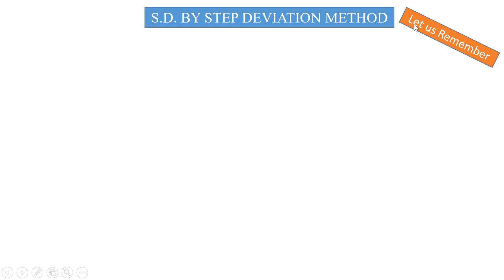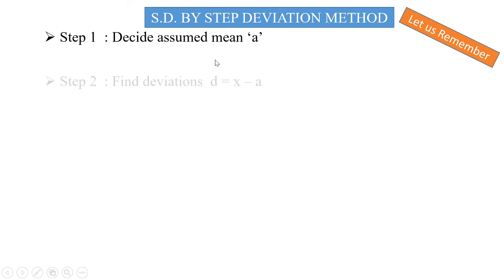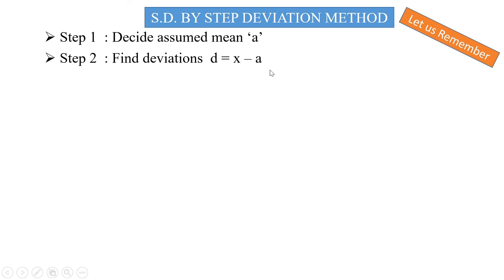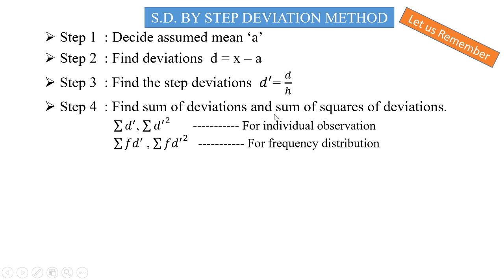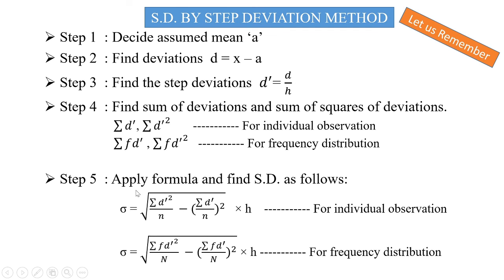Then students, let us remember the standard deviation by step deviation method. Step 1, first decide the assumed mean a. Step 2, find the deviation d is equal to x minus a. Step 3, find the step deviation d dash is equal to d by h. Step 4, find the sum of deviations and sum of squares of deviations, that is summation of d dash and summation of d dash square for individual observations, and summation of f d dash and summation of f d dash square for a frequency distribution. Apply the formula and find standard deviation.